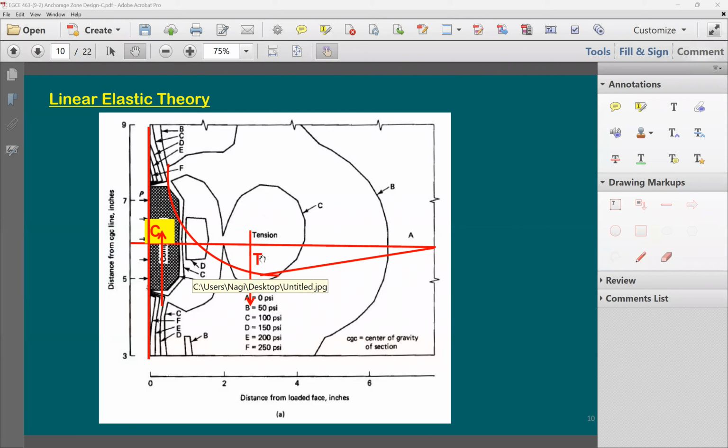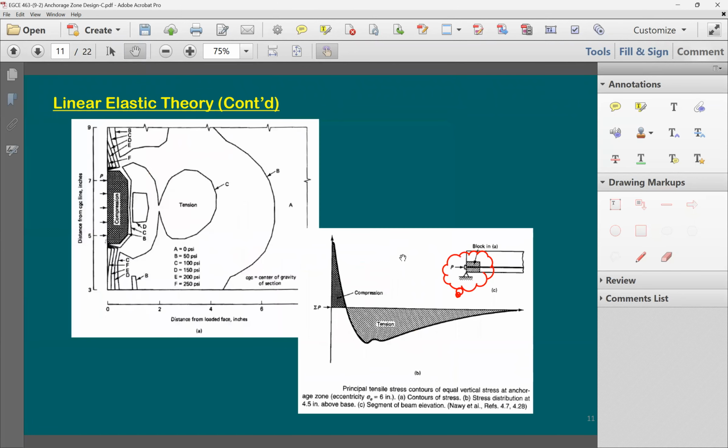My goal at the end is to figure out the tension force. So there's going to be some moment that I need to figure out. Once I have this moment, I can divide it by the distance from the C to the T, this distance here, the moment arm. But first, I need to find out the moment and then find a way to locate the tension force and compression force.